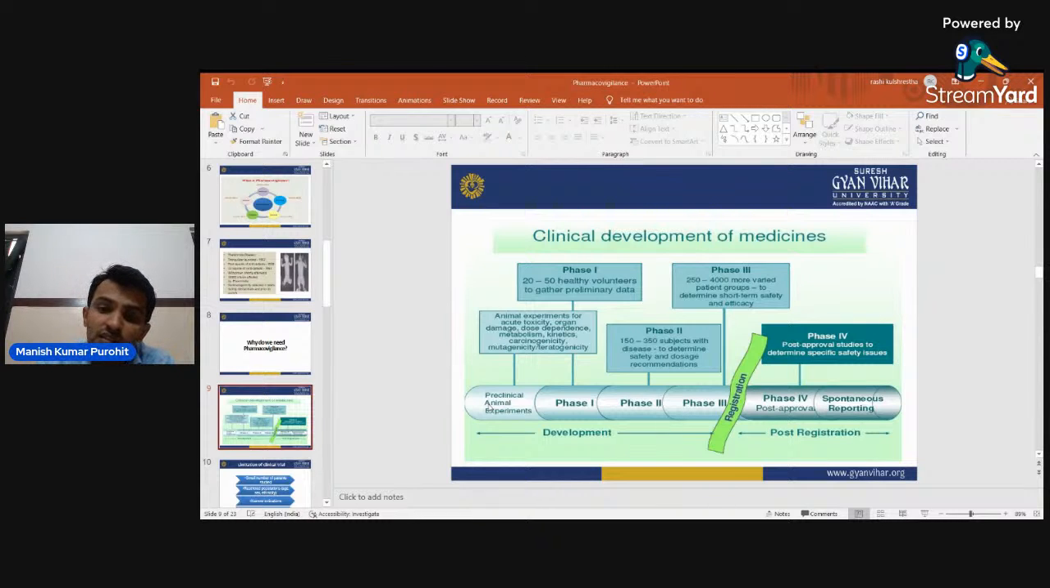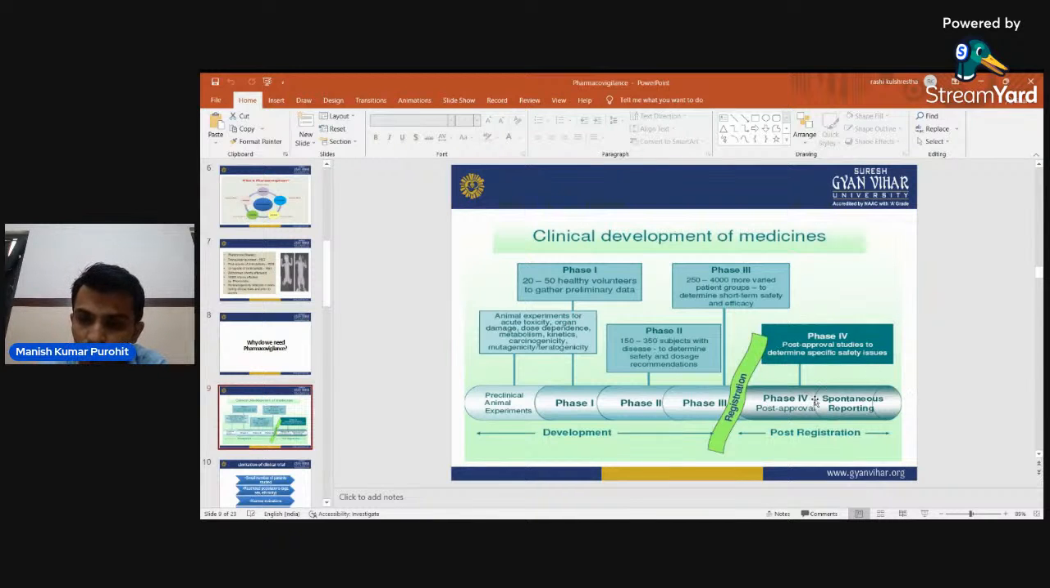When phase three is successfully completed and all data shows the drug is safe for humans, the scientists and sponsor decide to launch the drug in the market. When the drug comes to the market, the phase four study starts. In this phase, a large number of the population use the drug. So what does pharmacovigilance do? Pharmacovigilance works in phase four. Phase four is also called the post-marketing study.